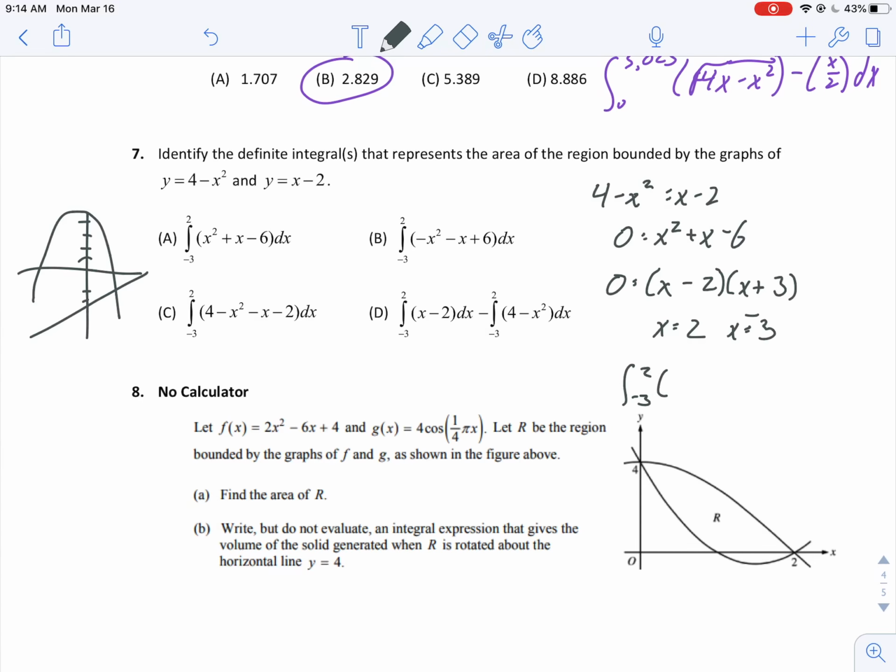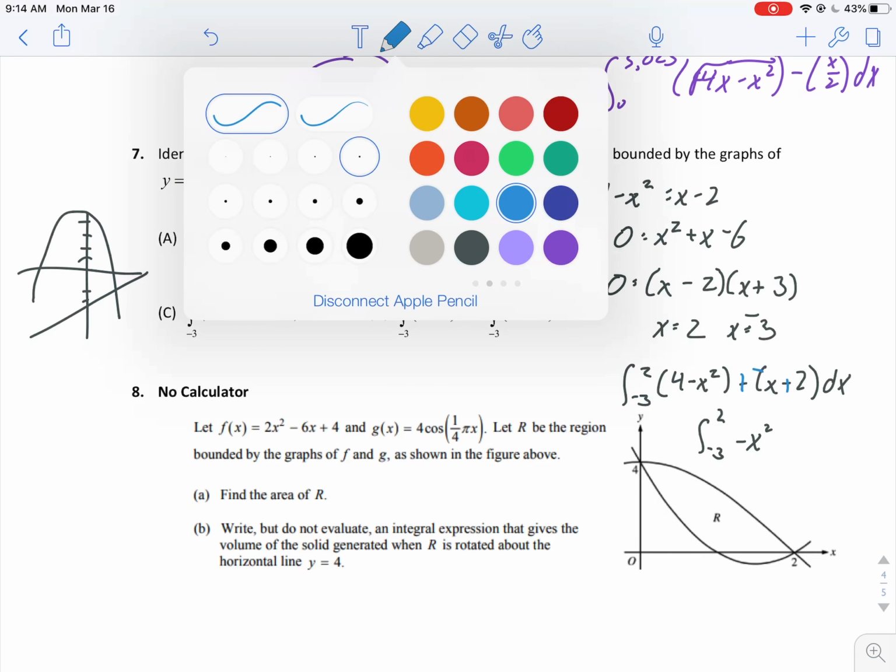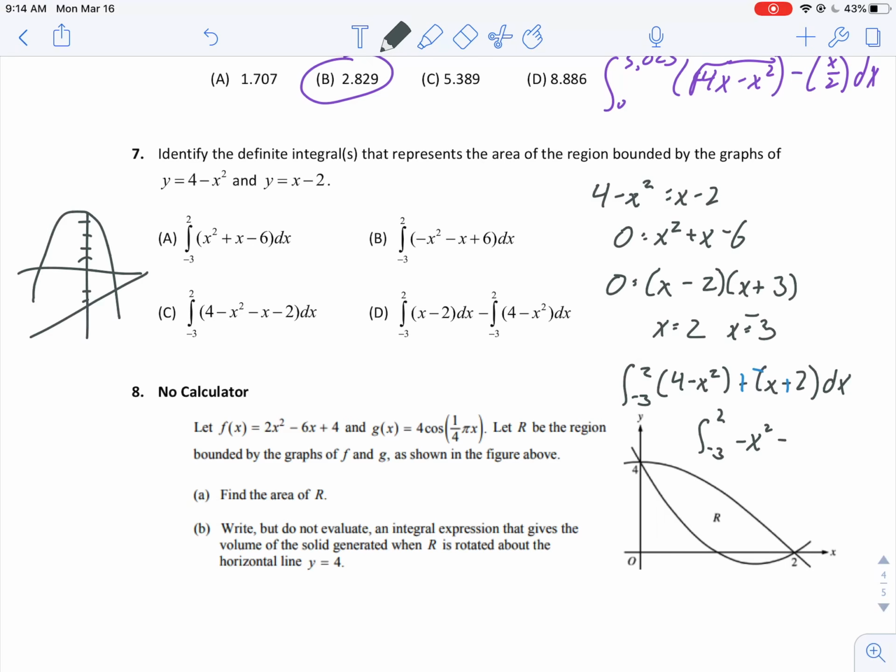So it's the integral from negative 3 to 2 of my top function, which is 4 minus x squared, minus my bottom function, which is x minus 2. And what do I get here? Negative x squared. I'm going to change my minus to a plus, change all my signs. Minus x plus 6. Looks like my answer is B.